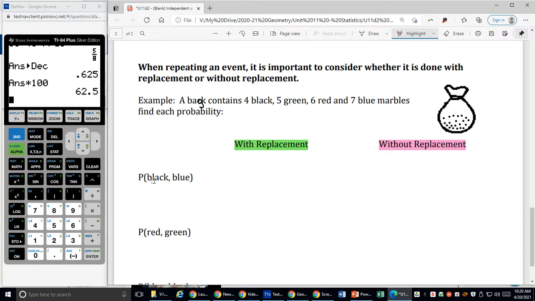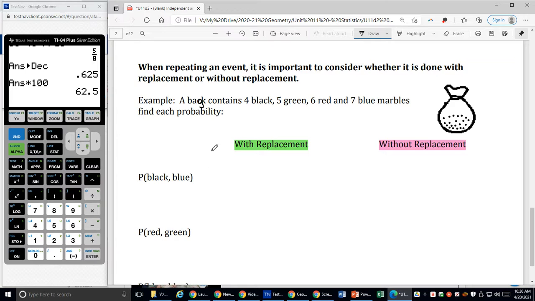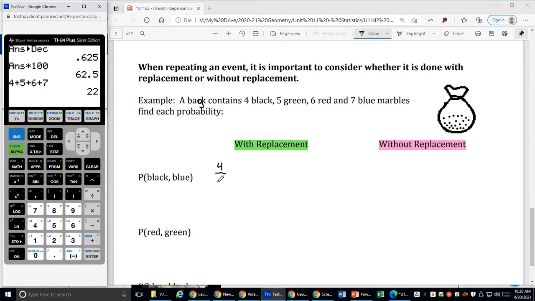So the first one says, what's the probability of pulling a black marble and then a blue marble? To pull a black marble, my probability is going to be 4 black marbles out of 4 black marbles plus 5 green marbles plus 6 red marbles plus 7 blue marbles. 4, 5, 6, 7. There are 22 total marbles.